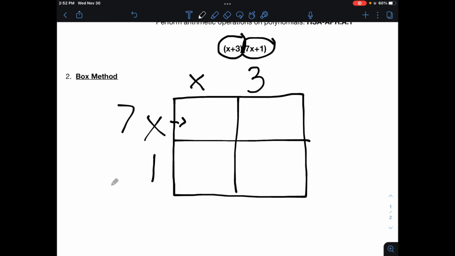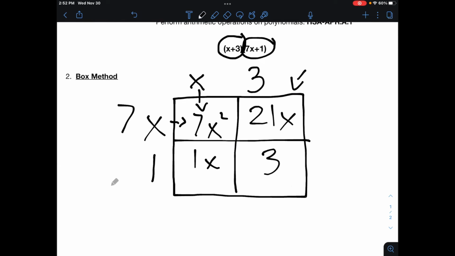Here we're going to do 7x times x, 7x squared. Same thing in this box, except it's going to be 7x times 3 gives us 21x. Now we keep moving down, start on the bottom left. 1 and x will give us 1x. And then the last box left, we have 1 and 3. When we multiply those together, we get 3.